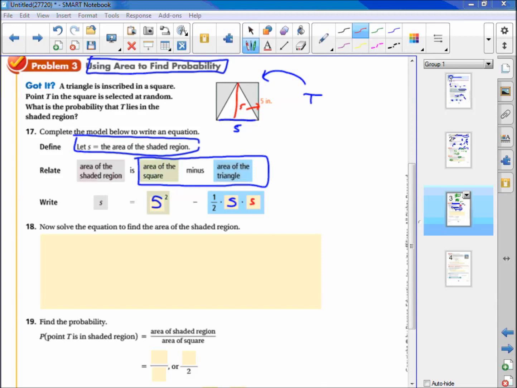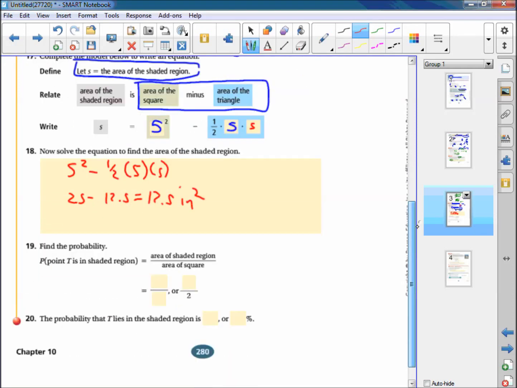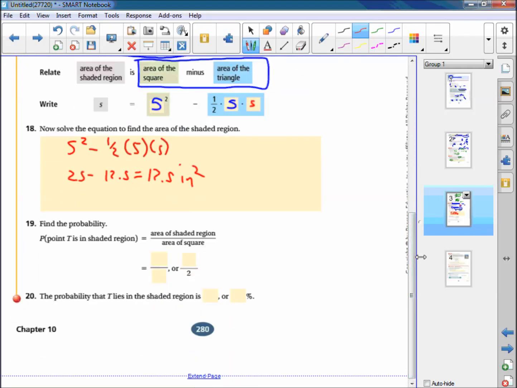Now solve the equation to find the area of the shaded part. So the area of the shaded part is going to be, once again, 5 squared minus 1/2 times 5 times 5, which is 25 minus 12.5, for 12.5 inches squared. This is the area of the shaded part. Number 19, find the probability that the point will end up in the shaded part.